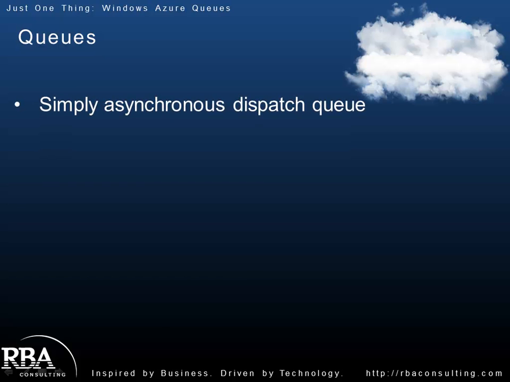So what is a queue? Well, you could put it this way: it's an asynchronous dispatch queue, but really it's a way to decouple work, to give you and your applications the ability to scale out work as needed. If you've used other queuing mechanisms in the past, a popular one being MSMQ, or Microsoft Message Queues, we're talking about the same concept here. We're just talking about it in the cloud, in Windows Azure.